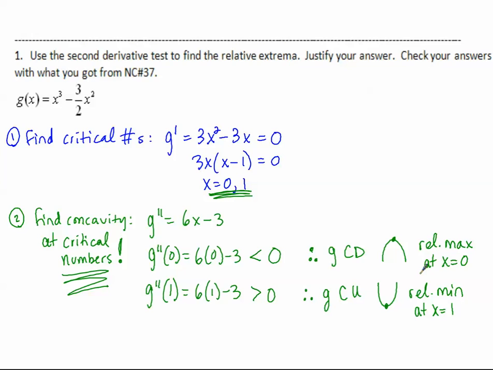Finding the relative extrema, we found where they're located, and then remember you plug it in to find what the y value is. So G of 0 is 0. G of 1 is, with 1 plugged in, 1 cubed minus 3 halves 1 squared. It looks like we get negative a half. So the relative max is at x equals 0. It is 0. Here it is negative a half. That's how we can use the second derivative test.